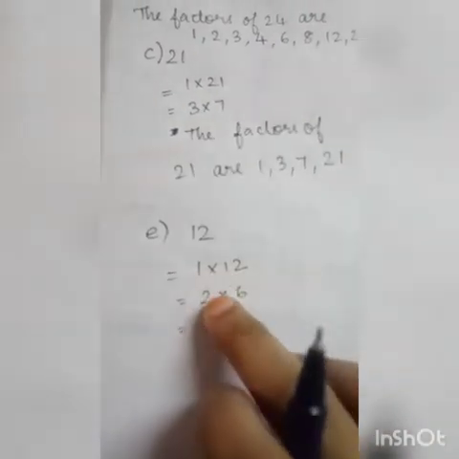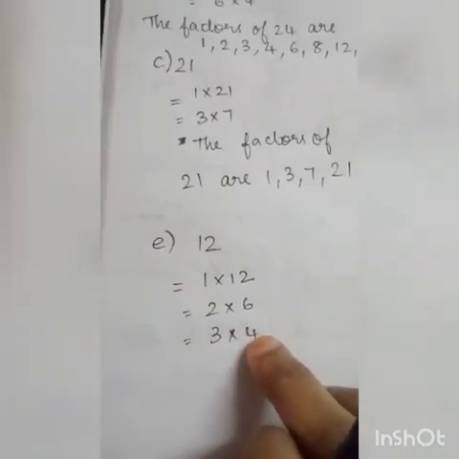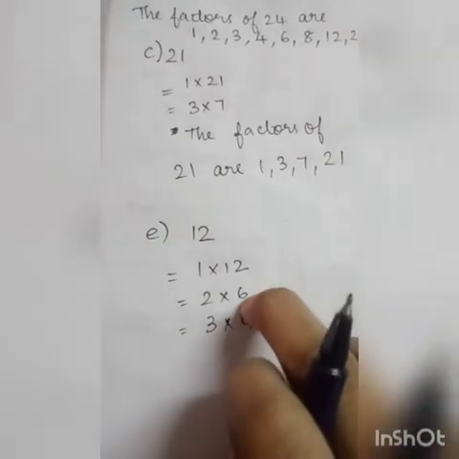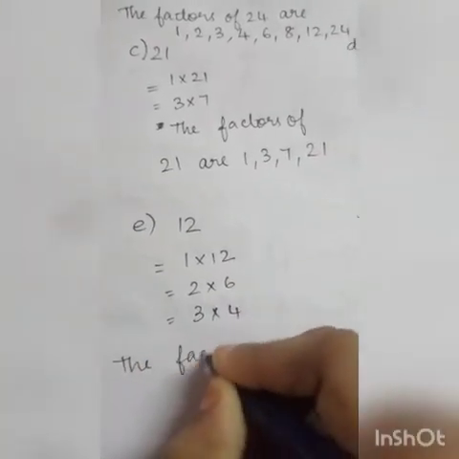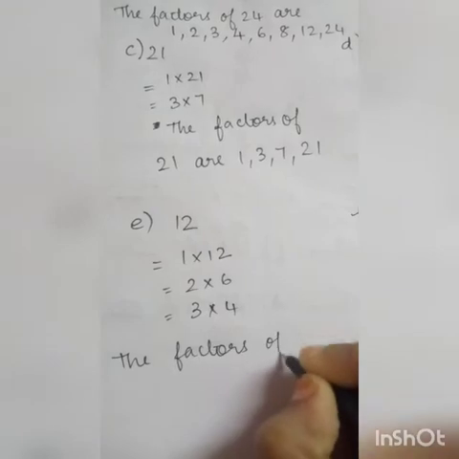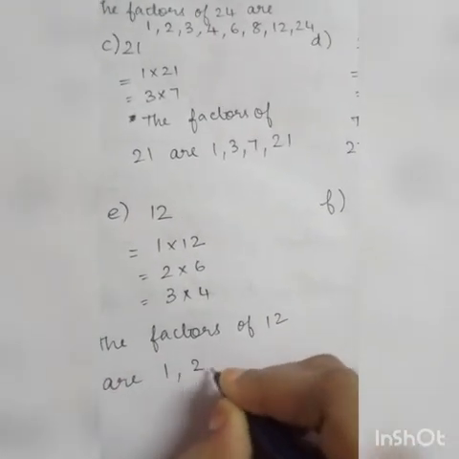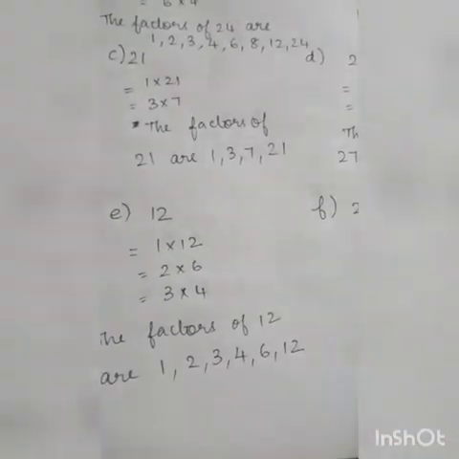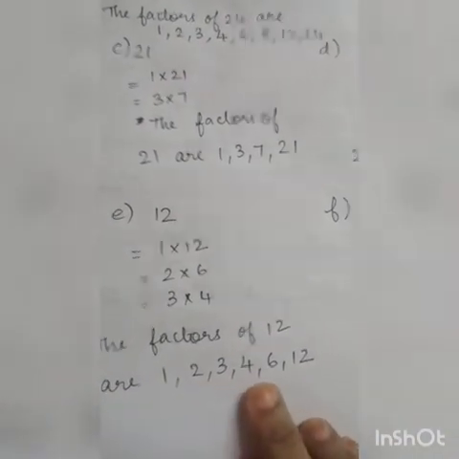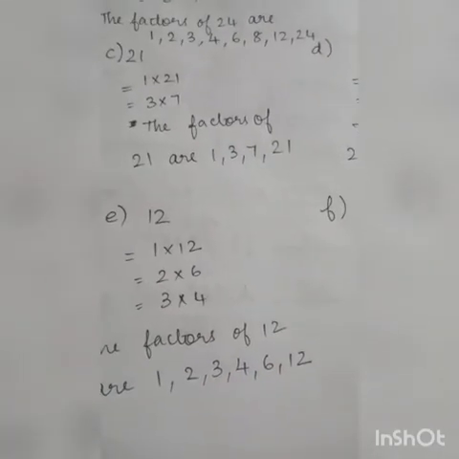So 1 table, 2 table, 3 table, 4th table. 5th table, no, it won't be coming. 6th table is coming after the 12th table. So what are the factors of 12? The factors of 12 are 1, 2, 3, 4, 6, 12. So 1, 2, 3, 4, 6, 12 is the answer.